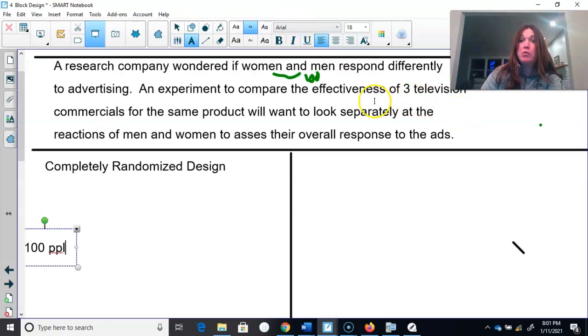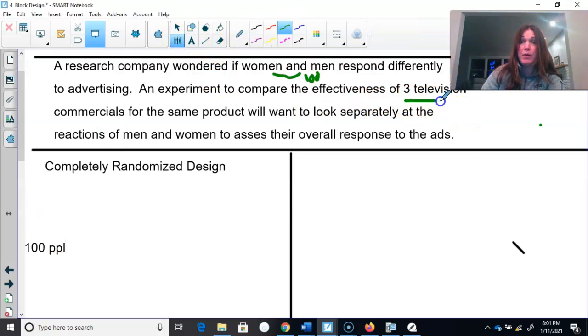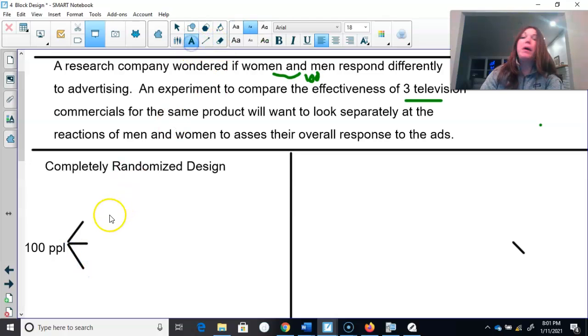I know that there are 3 television commercials right here. So that means that I would need 3 treatment groups, 1, 2, and 3. I'd break them up roughly by a third, okay? So it doesn't have to be perfect.